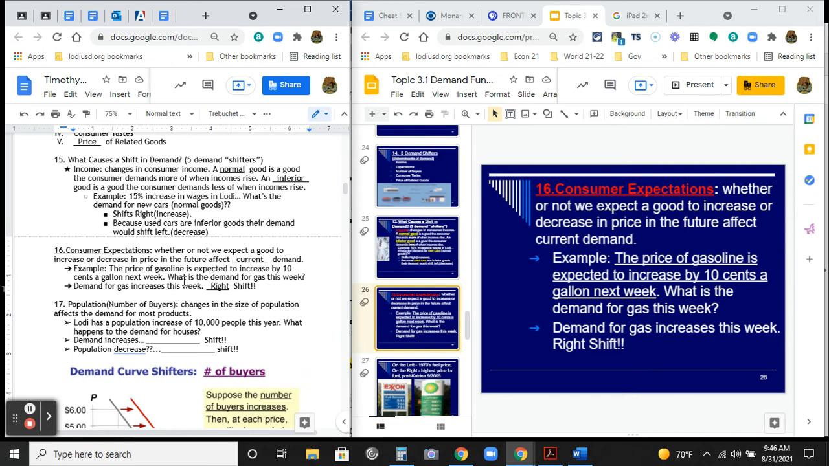Anyway, consider the price of gasoline. Let's say we're expecting, not even 10 cents, let's say $1 a gallon more next week. What's the demand for gas this week? It's high. When you know the price is going to go up, you're going to want to keep that tank extra full and maybe fill any tanks that you have. Maybe it's a boat, maybe it's gas cans, everything. Because you'd rather get it at the current price than the future one. Hopefully that makes sense.